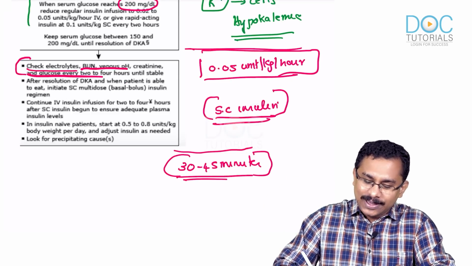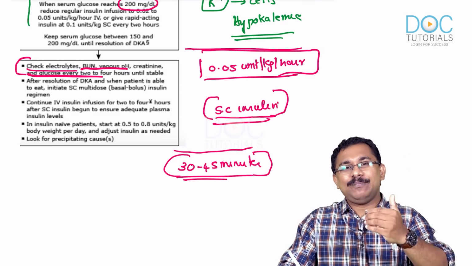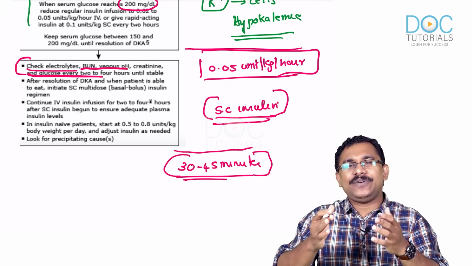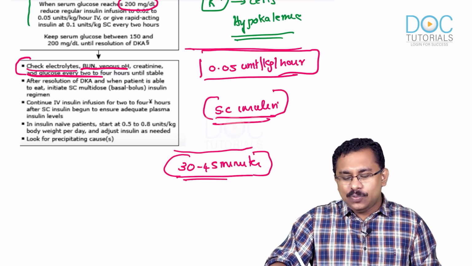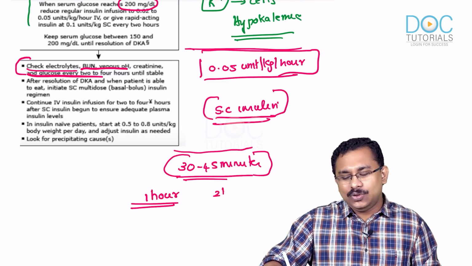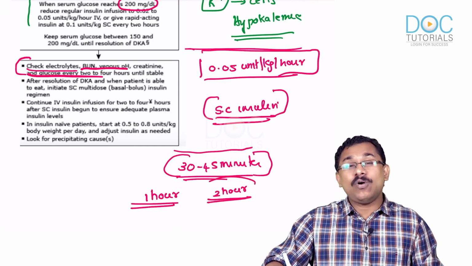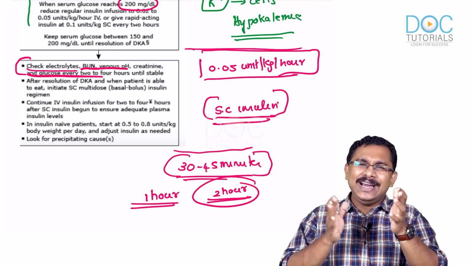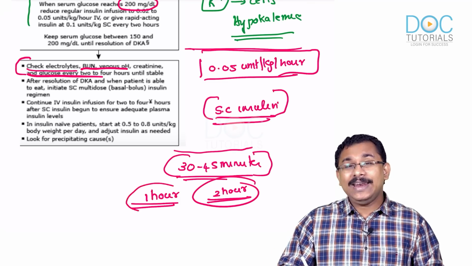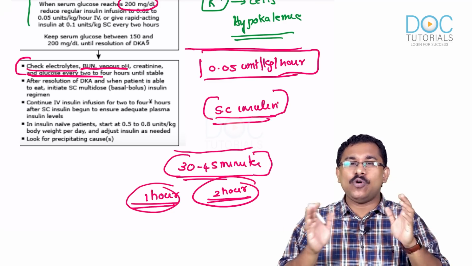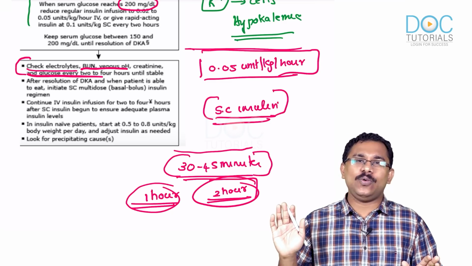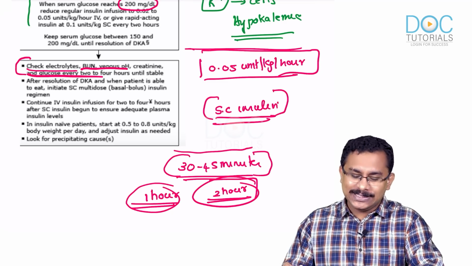So please do not abruptly stop your infusion and start your subcutaneous. Always remember there should be an overlap between your infusion and subcutaneous. So the duration of the overlap at least should be around an hour. Ideally, 2 hours or sometimes even 4 hours may be needed. Again, that depends on your monitoring as well. But at least 1 hour of overlap should be there. Preferred is the 2-hour overlap. So don't make this mistake.